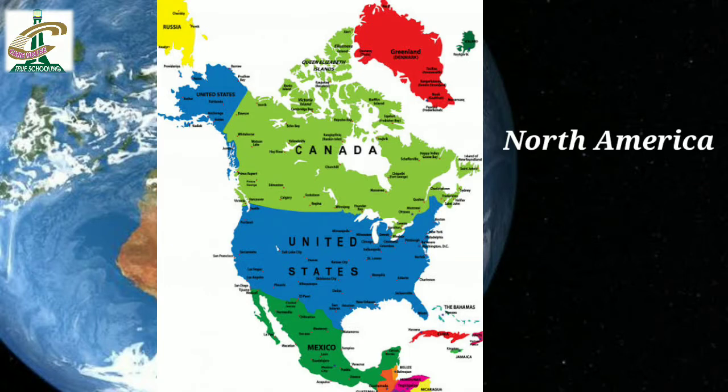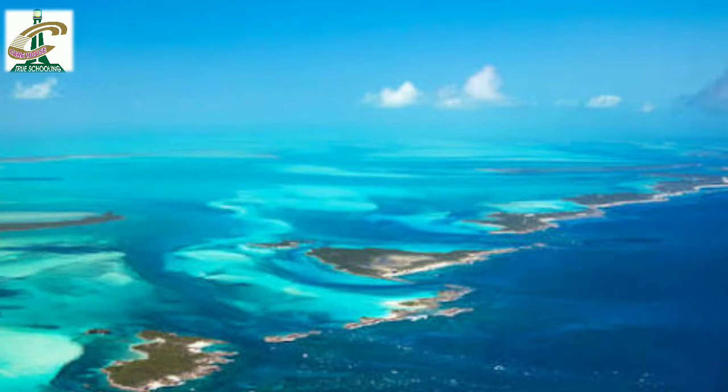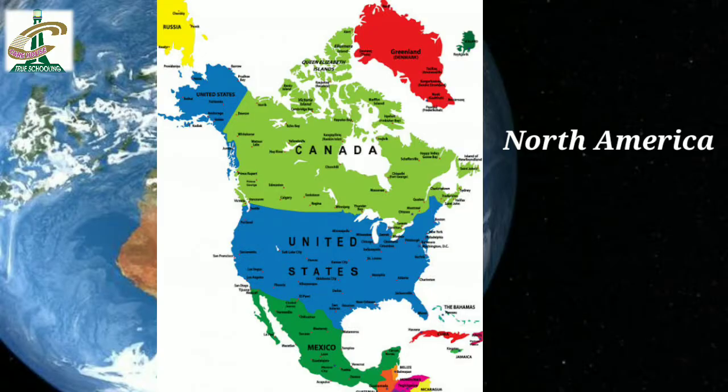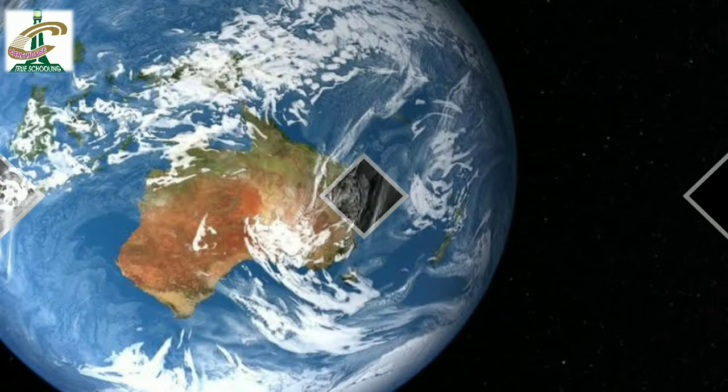On number third, we have North America. Dear students, it is the third largest continent. In its east lies the Atlantic Ocean, in the west the Pacific Ocean, the Northern Ocean in its north, and continent of South America in its south. And dear students, Mexico and Canada are famous countries of this continent.